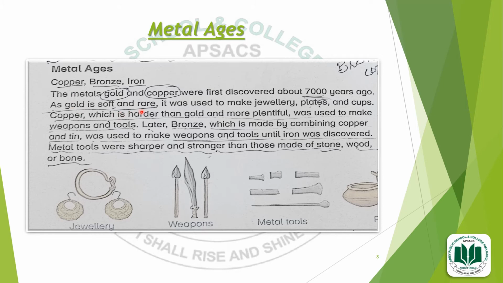The metals gold and copper were first discovered about 7,000 years ago. As gold is soft and rare, it was used to make jewelry, plates, and cups. Copper, which is harder than gold and more plentiful, was used to make weapons and tools. Later, bronze, which is made by combining copper and tin, was used to make weapons and tools until iron was discovered. Metal tools were sharper and stronger than those made of stone, wood, and bone.